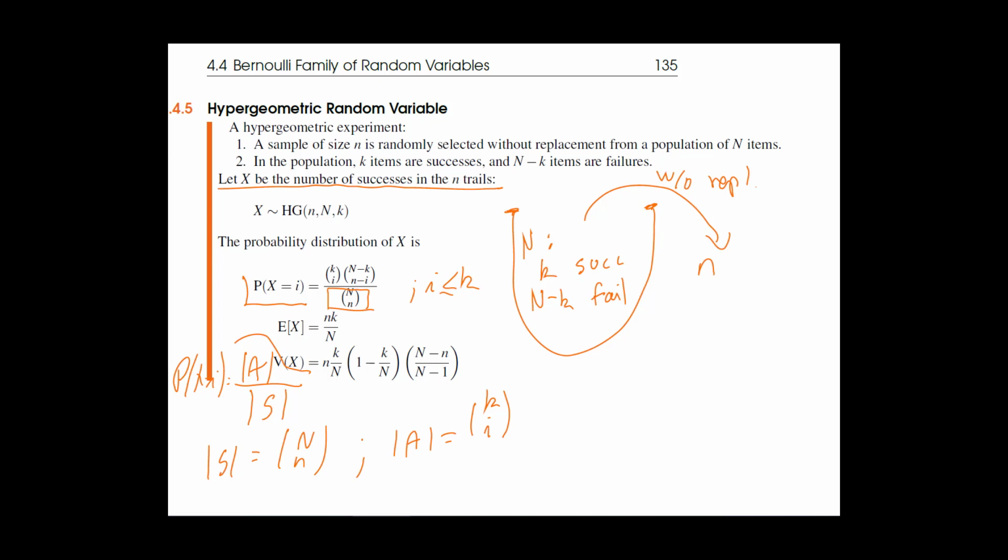Okay, so the first step in our composite experiment is choose the successes, and then we choose the failures, right? So there's N minus k failures, and you want to choose little n minus i. That's the remaining number of failures you need to choose. Right, so that's your PMF for the hypergeometric. And again, we have means and variances there.